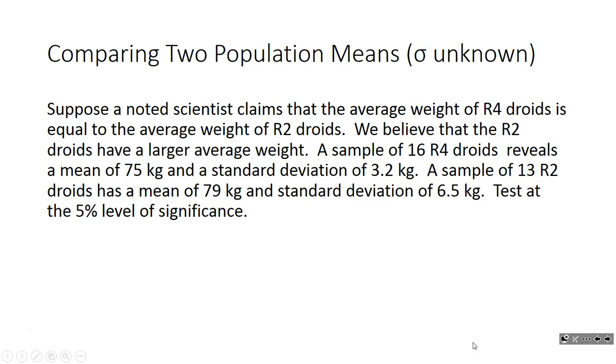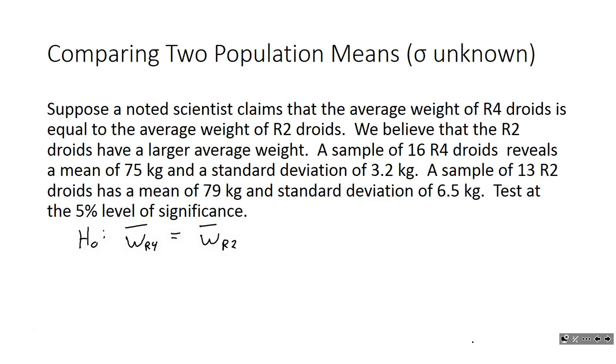All right, suppose a noted scientist claims that the average weight of R4 droids is equal to the average weight of R2 droids. Let's just quickly write down our null hypothesis. So we're saying here that the average weights are equal. So we could have the average weight of the R4s is equal to the average weight of the R2s. That bar means mean or an average.